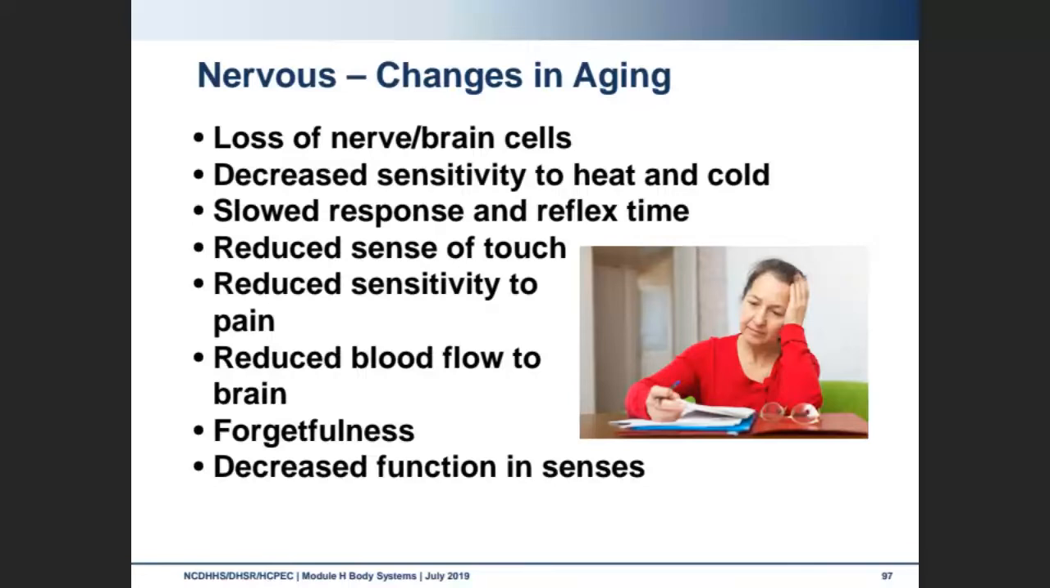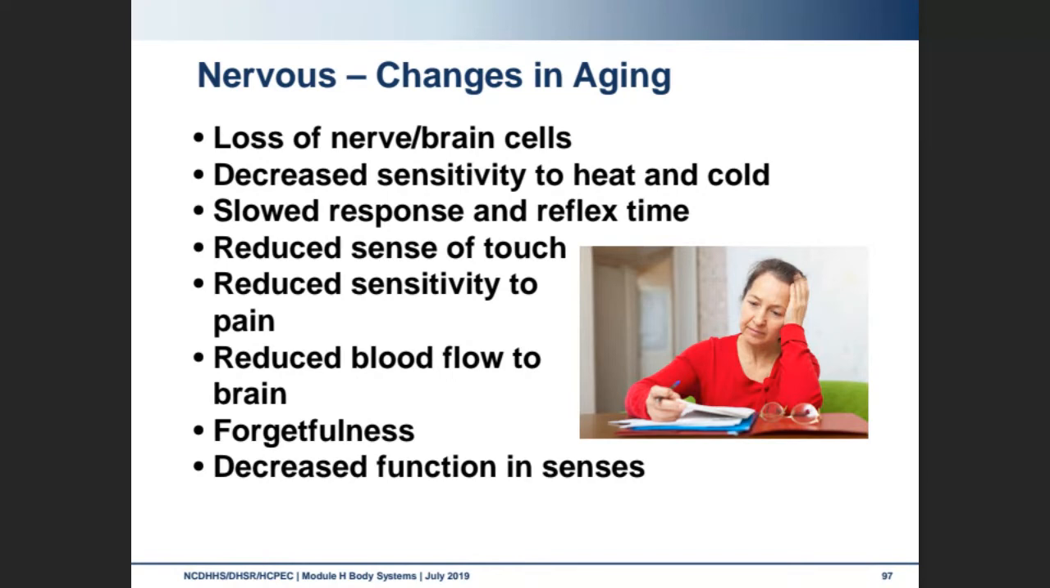Sometimes we may see some tremors or jerking motions with age, reduced sense of touch and sensitivity to pain, reduced blood flow to the brain, some forgetfulness, and senses decrease in general. We talked about the hearing and the vision already, but just in general, our senses are going to decrease in function, and therefore our sensitivity to heat and cold is going to decrease as well.